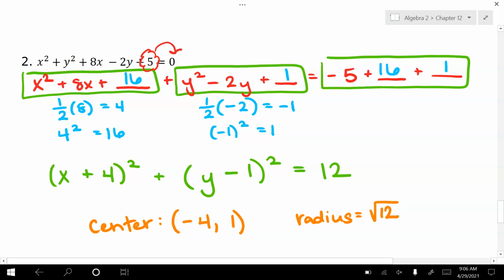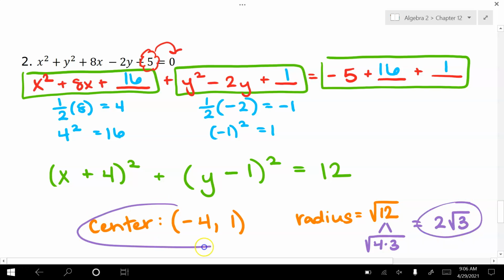Are there any perfect squares that can go into 12? 4 and 3. So let's rewrite this as, underneath the square root, 4 times 3. So that's going to simplify to 2 square root of 3. So that's your radius. And this is your center.